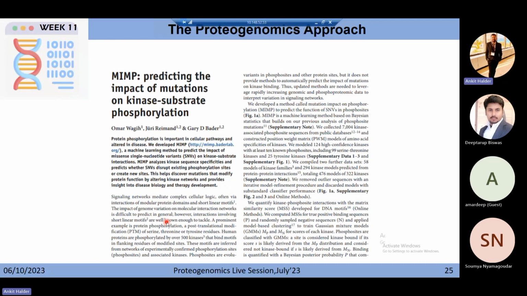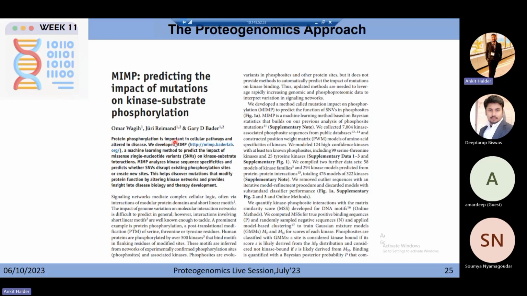Now the next thing is another tool, known as MIMP, for predicting the impact of mutations on kinase substrate phosphorylation. In this paper, or in this tool, what we are doing is predicting the impact of mutations on kinase substrate phosphorylation, which is what we have just discussed and what we are interested in.